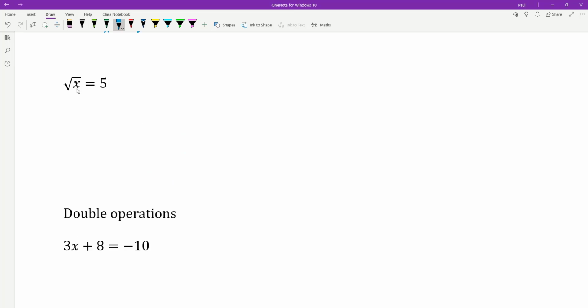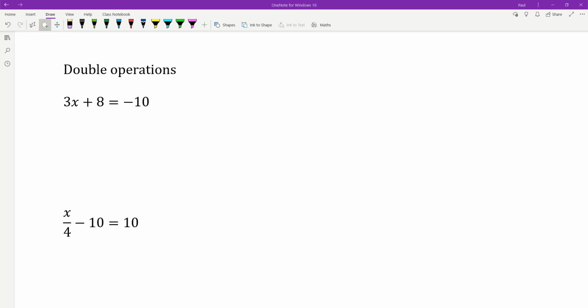Here we have the square root of x is equal to 5. Now what we need to remember about a square root is that a square root is actually to the power of a half, equal to 5. So when I move this to the other side, I need to do the inverse. So x is equal to 5 to the power of 2 over 1. See how that's just flipped over? So that's the inverse. Now 2 divided by 1 is simply 2, so x is equal to 5 squared. So 5 5s are 25.